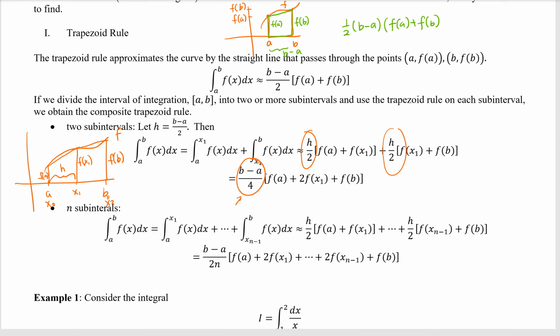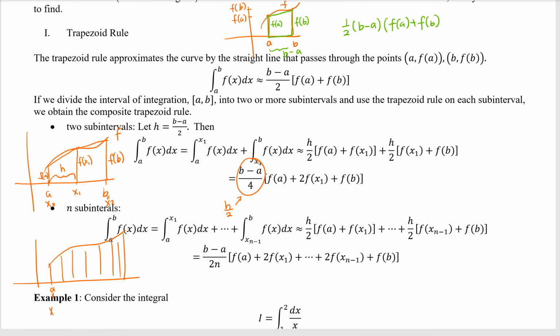We can factor that out. Because h equals b minus a over 2, h over 2 is just b minus a over 4. Inside, you can see we have f of a, but we have two copies of f of x1, and then one copy of f of b. What happens if we cut it into more subintervals? Let's say we cut it into n subintervals.